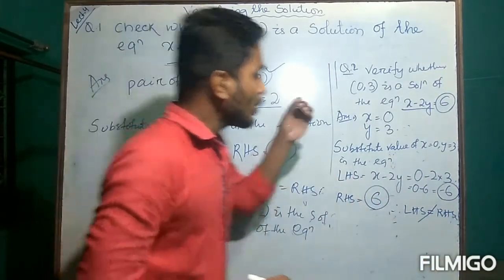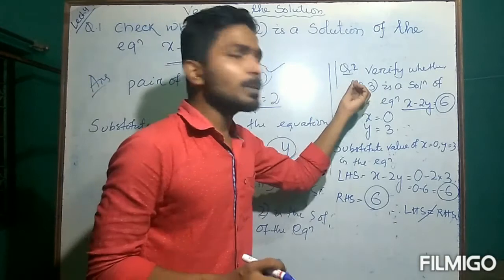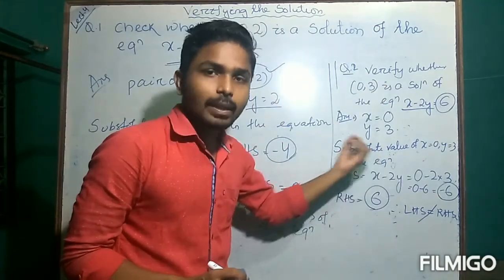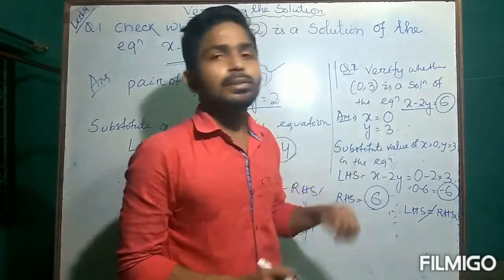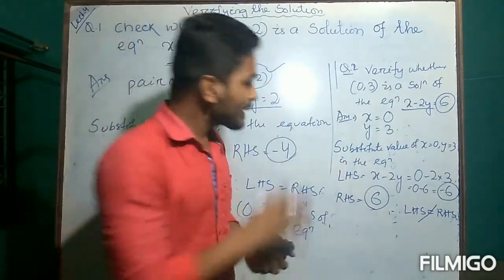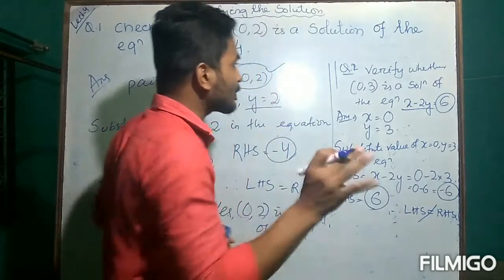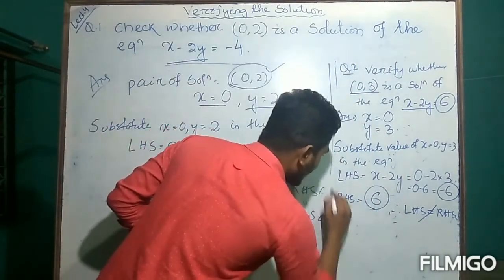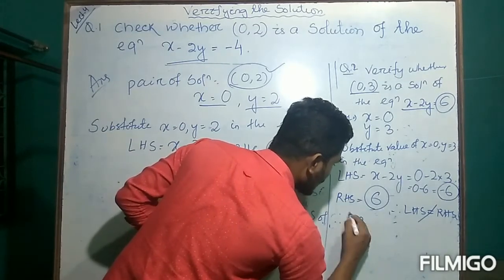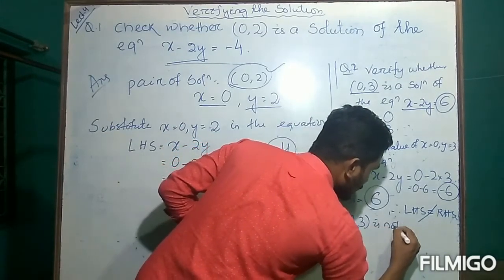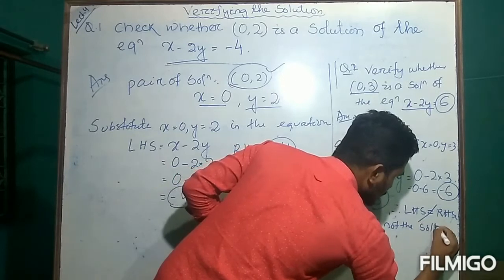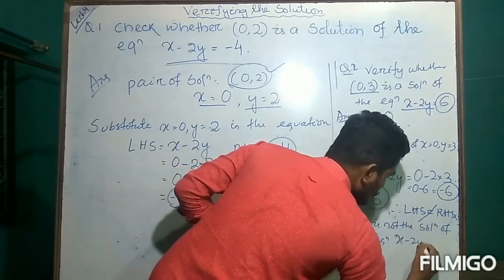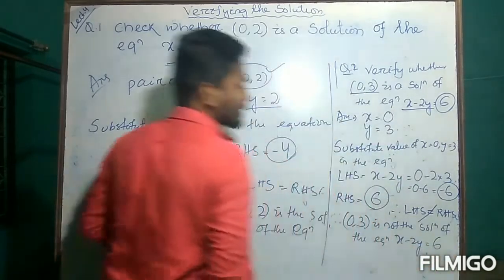So what did we get? By putting x to be 0 and y to be 3, the LHS and RHS of the same equation are not equal. Since they are not equal, that means this is not the exact solution. So 0, 3 is not the solution of the equation x minus 2y is equal to 6.